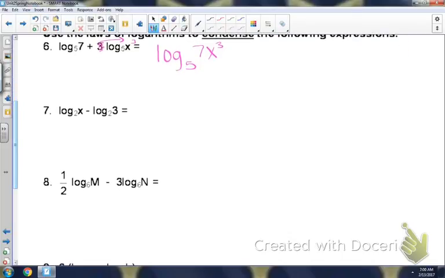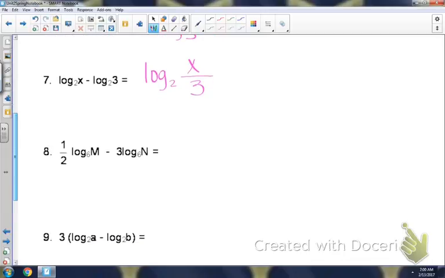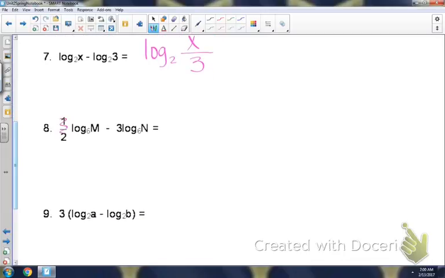Okay, so let's look at 7. We are subtracting. Bases are the same. So we have log base 2 of the first one. So x divided by the second one, which is 3. Okay, so notice on 8 we have a coefficient. So I'm going to go ahead and write that as an exponent. Same on this one. So I'm subtracting, so log base 6 of m to the 1/2 over n cubed.